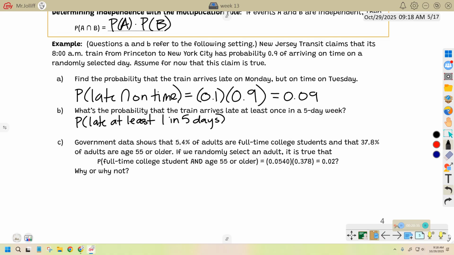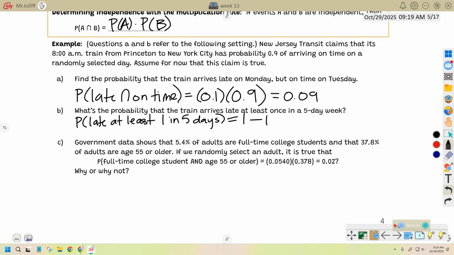Because late at least one day is I'm late 1 day, 2 days, 3 days, 4 days, or 5 days. What's the other option we haven't considered? Late none. The complement to make the whole sample space is I'm late 0 days. Because out of 5 days, I can be late once, twice, 3 times, 4 times, 5 times, or no times. The complement to this is not late any of the days.